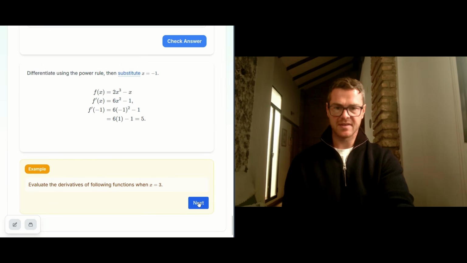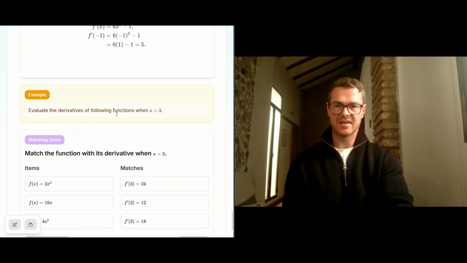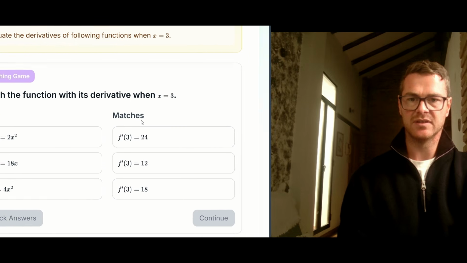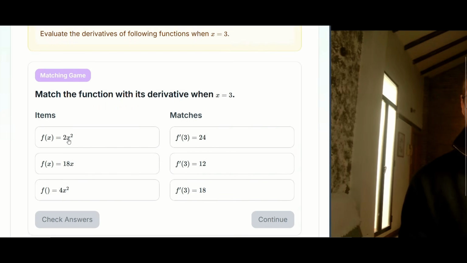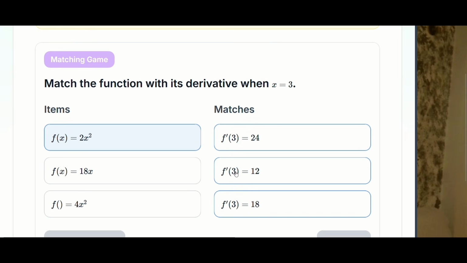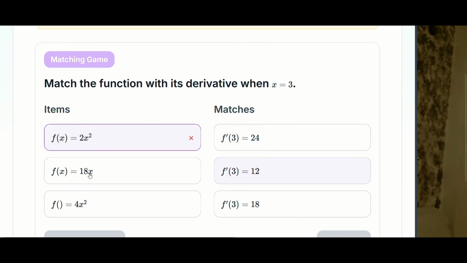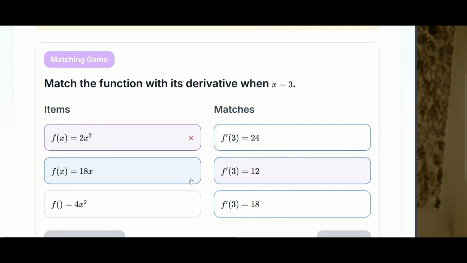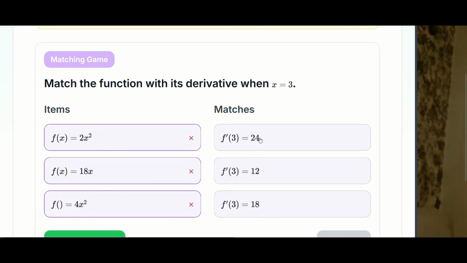Okay, there's a few more examples here. So I'm going to differentiate and evaluate when x is equal to 3. So differentiate each one and then sub in 3. If I differentiate this, I'm going to have 4x, and 4 times 3 is 12. I have 18x. When I differentiate that, that's just going to go to 18. I don't need to sub in 3 to that one. And 4x squared will go to 8x, and 8 times 3 is 24.